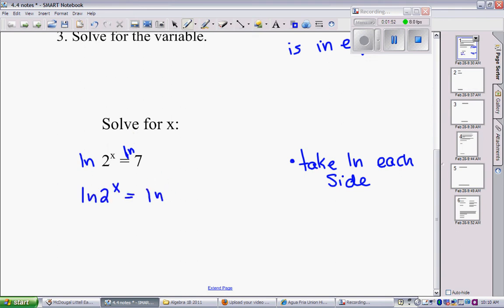Ln of 2 to the x equals the ln of 7. We move the x down to the coefficient. X ln 2 equals ln of 7. So we need to isolate this x. So we divide by ln of 2 on both sides.